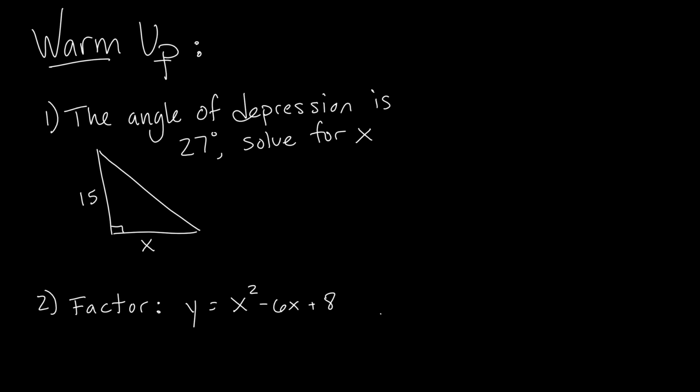And actually on this warm-up, you guys did a lot better than fourth period. Fourth period on this warm-up, half of them got it wrong. You guys, the majority of you got number 1 right. So, the angle of depression is 27 degrees. Solve for x. What do we know about the angle of depression?